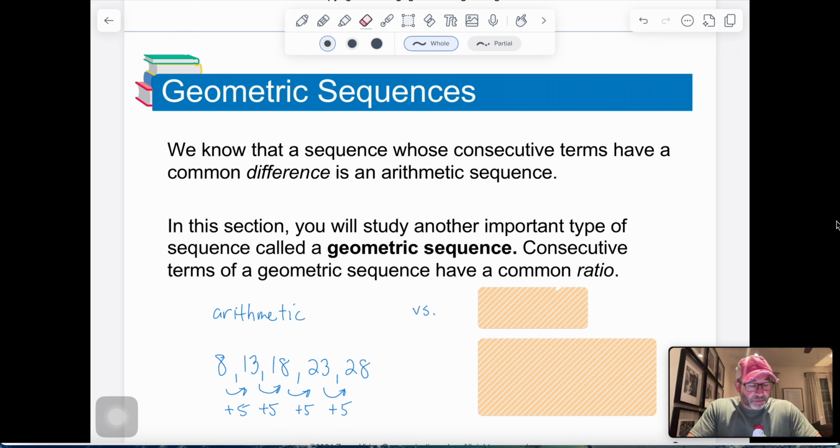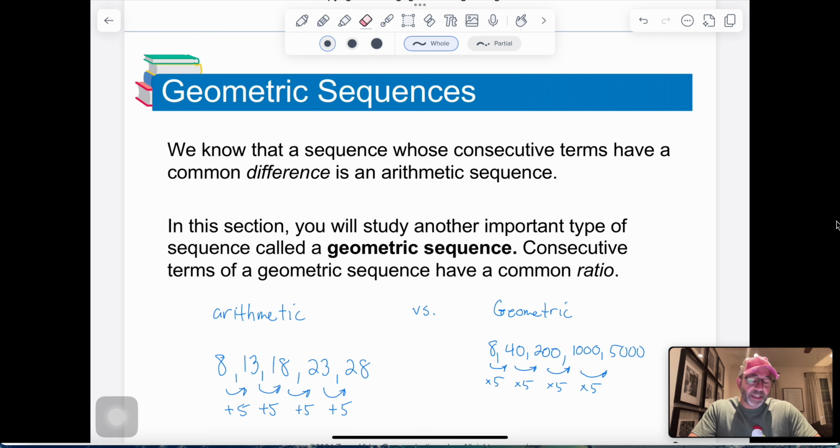Well, as we said with geometric, what we're doing is we're taking a value, and we're either multiplying or dividing by the same amount over and over. So in this example, I'm taking this 8 and multiplying it by 5, and that's going to give me my next number, which is 40. Then I take that and multiply by 5, and I get 200. I multiply by 5 again, I get 1,000, and then 5,000, and so on and so forth.